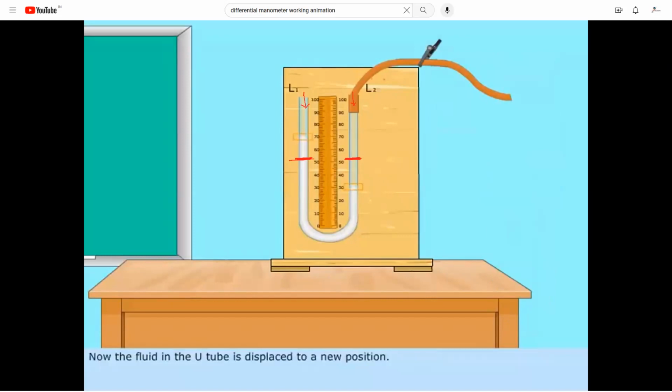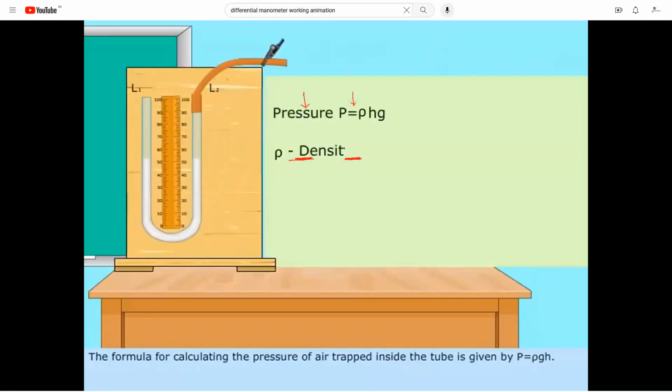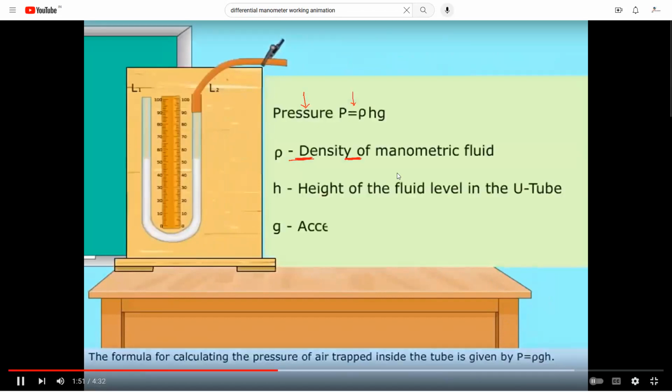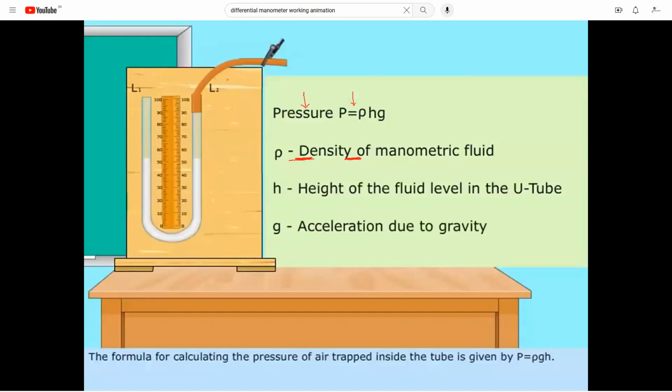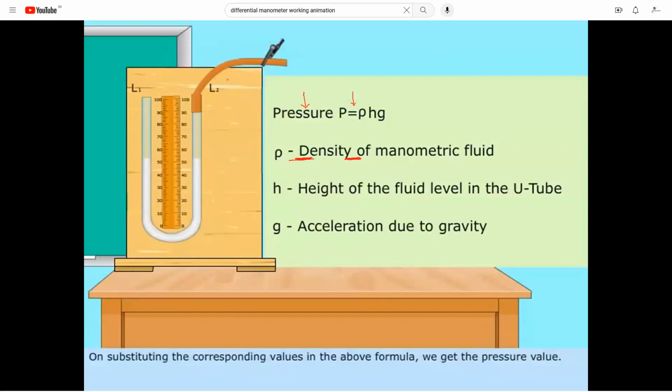Now the fluid in the U-tube is displaced to a new position. The difference between the two readings will give the height of the fluid level in the tube. The formula for calculating the pressure of air trapped inside the tube is given by P equals rho g h. On substituting the corresponding values in the above formula, we get the pressure value. We already got rho g h. Am I right or wrong, everybody? Yes, please respond.